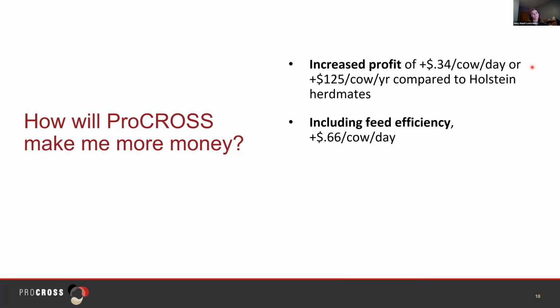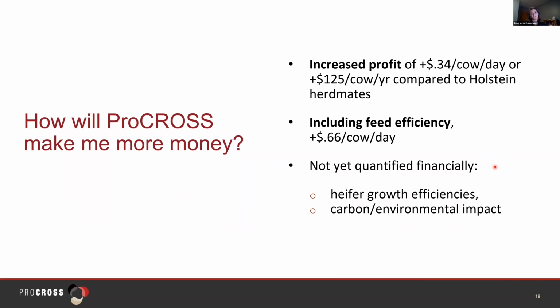If we include the feed efficiency, which was not a part of that 10-year Minnesota study, and if we apply those same differences, 5% less feed intake for first lactation cows, 8% less feed for older cows, that becomes a huge portion of this profit difference, and then the daily profit jumps all the way up to 66 cents advantage per cow per day for ProCROSS.